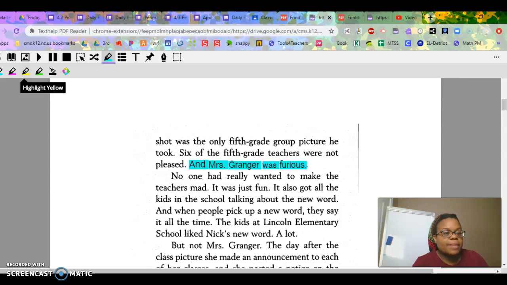So the kids weren't trying to make him mad, but I don't see anywhere as we keep going on that Mrs. Granger is saying, hey, photographer man, can you please take another picture? That's not something that happened. She may have wanted to take another picture, but that was not an option.